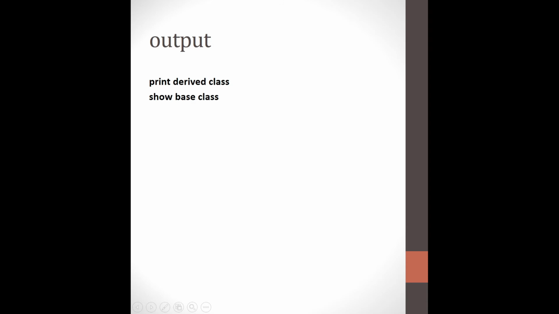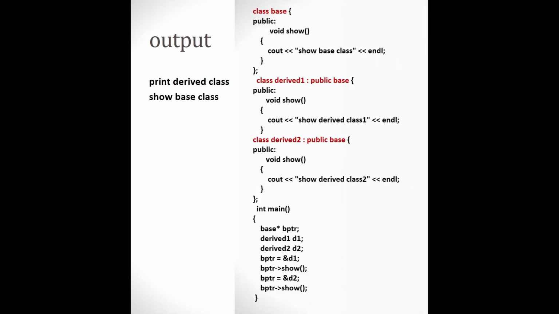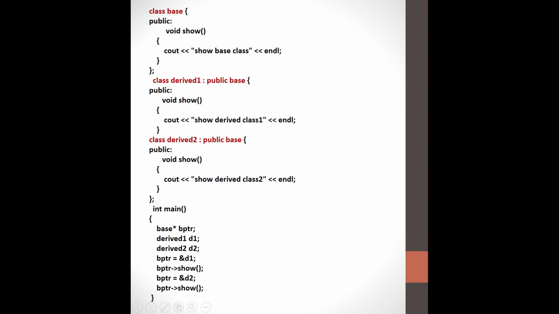Now there is one more concept, which is called pure virtual function. Here you can see yet another program wherein you have two derived classes and one base class. Now we'll see where it goes. It always comes to the main program, Base star bptr.